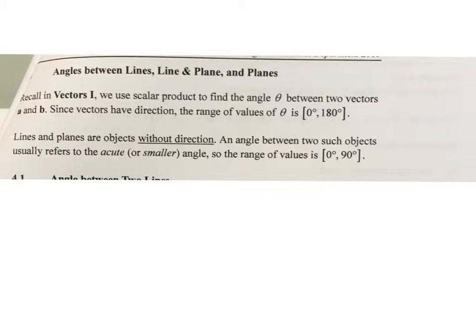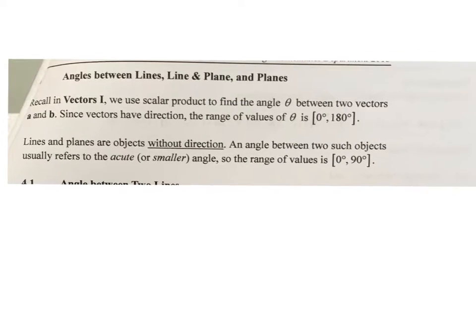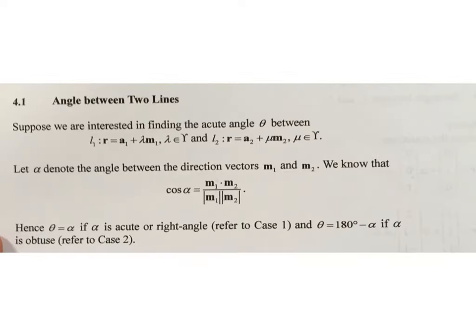So for an angle between two such objects, if we are not sure, we always refer to the acute or the smaller angle. So the range of values is always between 0 to 90 degrees. Suppose that we want to define the angle between two lines. We are interested in finding the acute angle between A1 plus lambda M1 and A2 plus mu of M2.